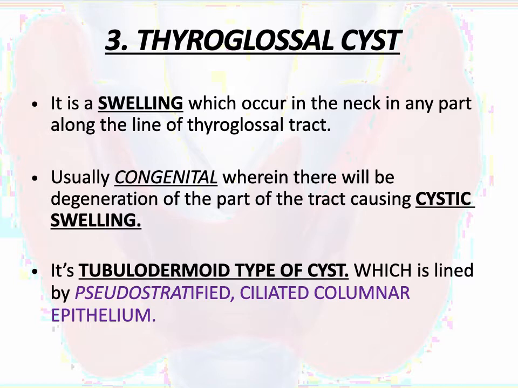Because as we just saw previously in the development, the thyroid developed from the foramen cecum. So it is the attachment. So when you protrude the tongue, and if it is a thyroglossal cyst, it will move. It's a very important point which you have to understand. Congenital, and there is a degeneration of part of the tract causing cystic swelling. It's a tubulodermoid type of cyst. That is, pseudostratified columnar cells are lining it.